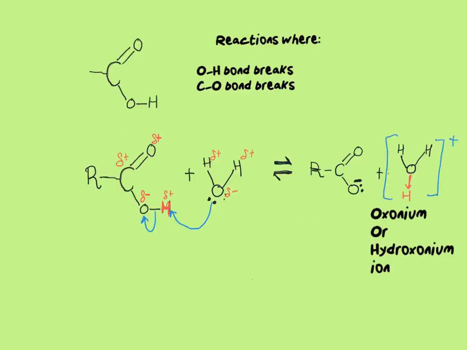So we'll divide this section into 2 parts. One where the OH bond breaks and reactions in which the carbon-oxygen bond breaks. So let's look at the simplest scenario here where the OH bond breaks, and it's important to look at the polarity of the carboxylic acid.